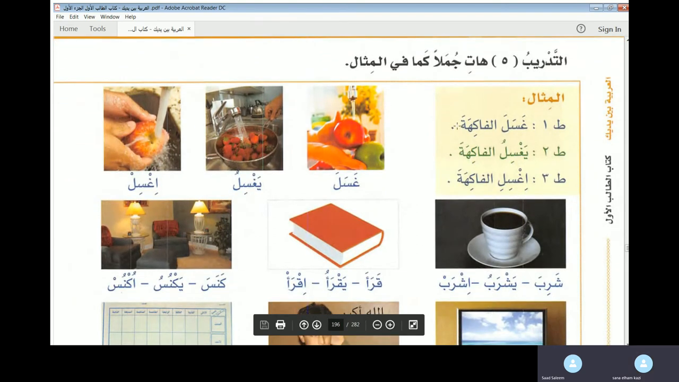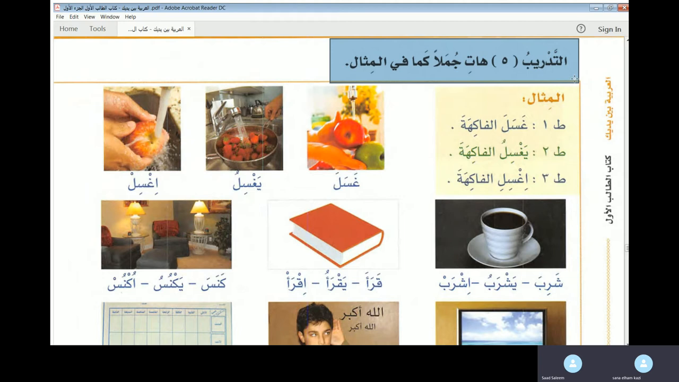Fifth exercise. Bring the sentence like in the example. Okay, just wait a minute. Here you see that yaghsilu, then ighsil al-faqiha. Why are we using kasra with the alif in ighsil? This is like the command, right? Yes, the command. But why is there sukun, and why are we not using damma with the alif? Why are we using kasra?